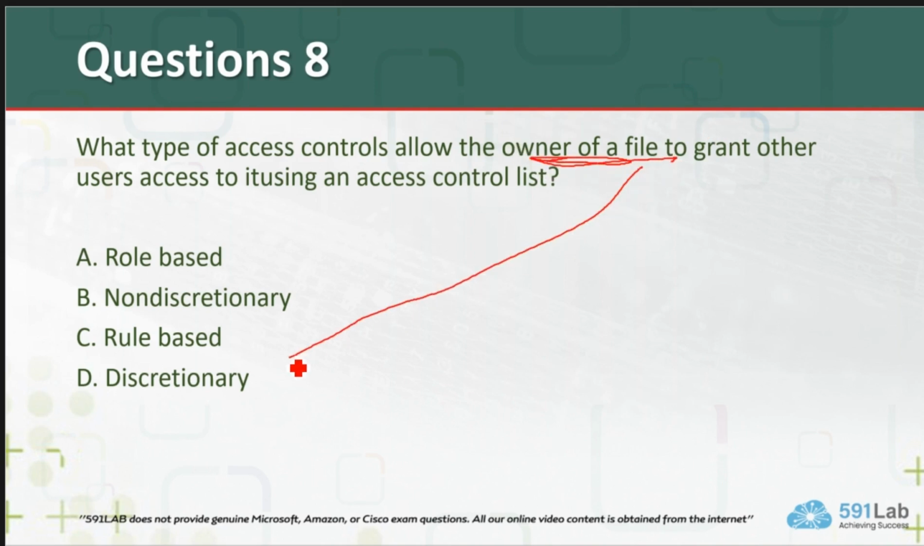So in this case, it's going to be discretionary. Discretionary comes from discriminating. The owner is going to assess and provide the access rights based on his opinion or based on what he sees fit. So in this case, it's a discretionary access control method.